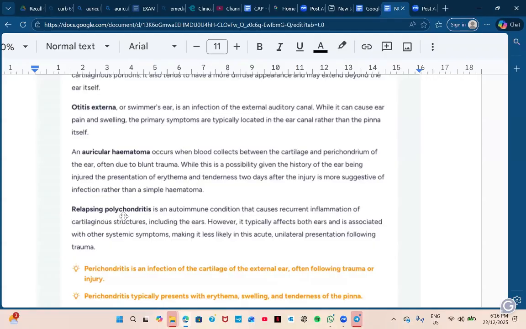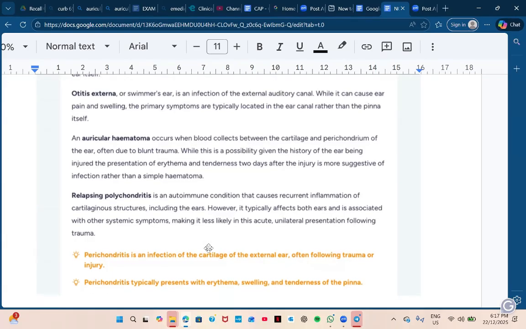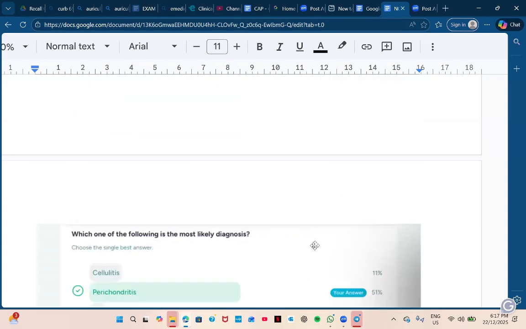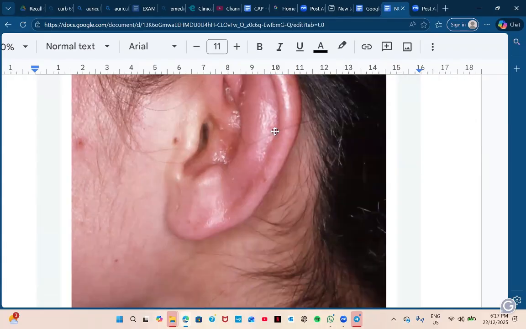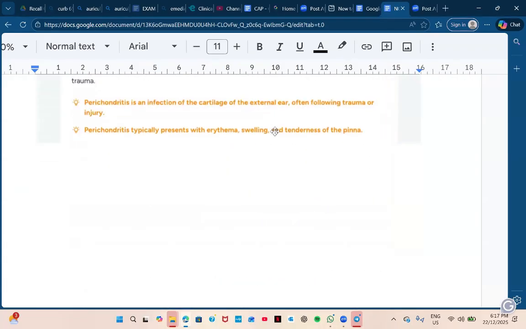And relapsing polychondritis is an autoimmune condition that causes recurrent inflammation of the cartilage structures, including the ear. However, it typically affects both ears and is associated with other systemic symptoms. Okay, making it less likely. So remember, if it is relapsing polychondritis, it can affect both ears with other systemic symptoms. So in our case, we can easily diagnose it as perichondritis. Please remember this picture. Okay.